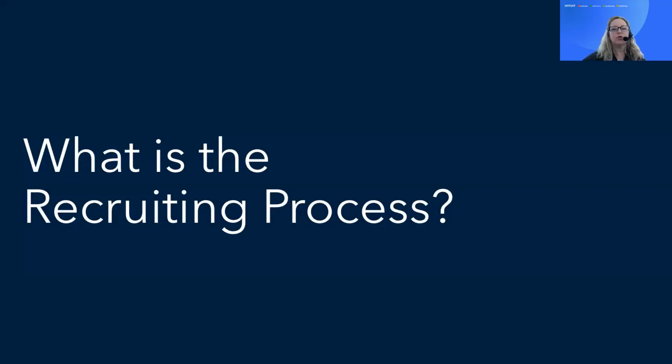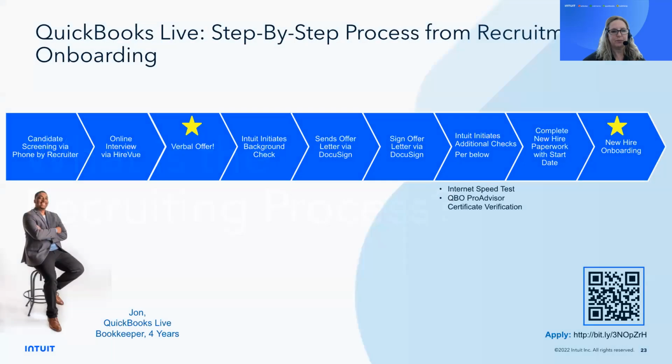So what is our recruiting process at Intuit? I'm going to walk you through the step-by-step process from recruitment to onboarding. The first step is once you have submitted an application, a recruiter will contact you to set up a 20 to 30 minute phone screen interview. During that call, the recruiter will share detailed information about the role, requirements, and expectations.